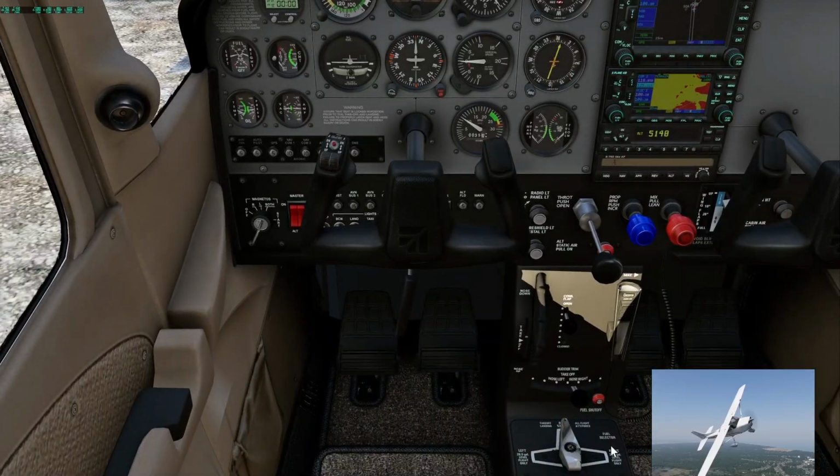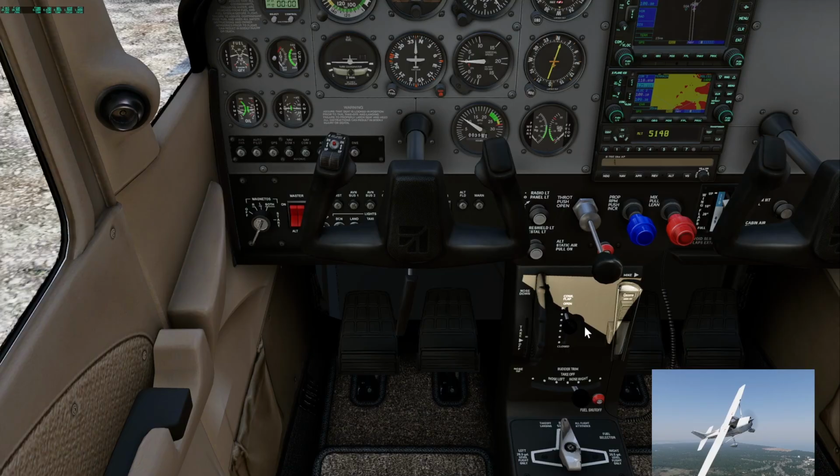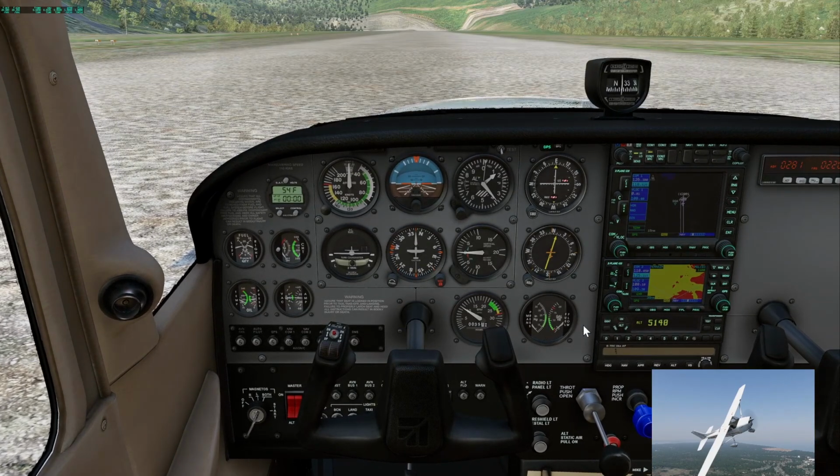Let's just do our checks down here, where fuel is on both. Takeoff trim is set. Cowl flap is open. I use a little bit of right trim in here. This is the Laminar X-Plane 172 constant speed propeller. I believe the engine is 200 horsepower, so it's nice to have that little extra horsepower in the airplane.